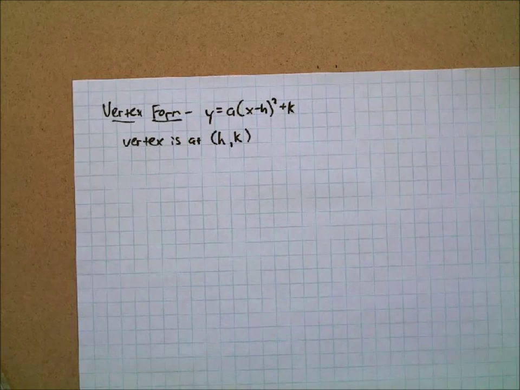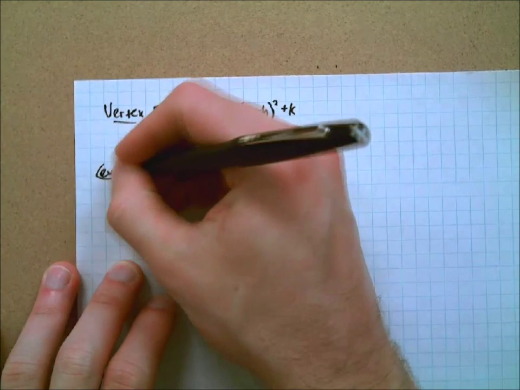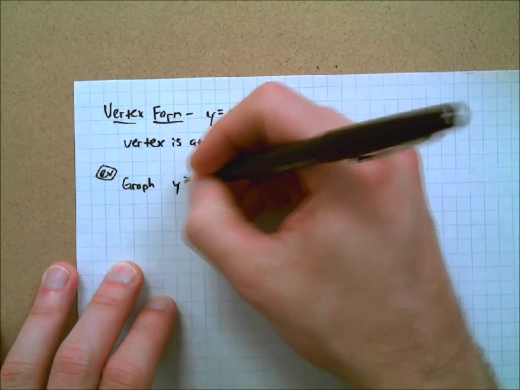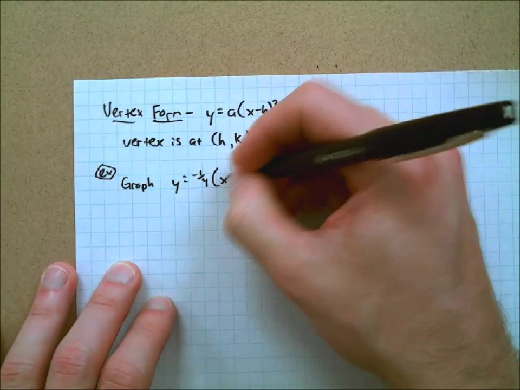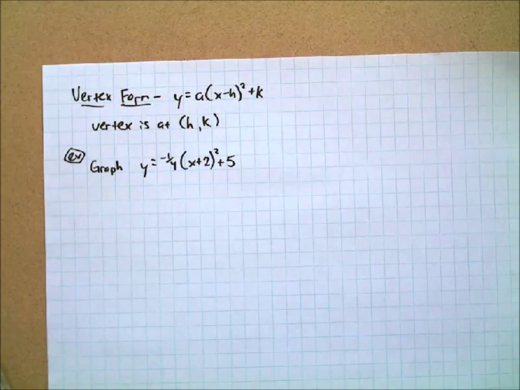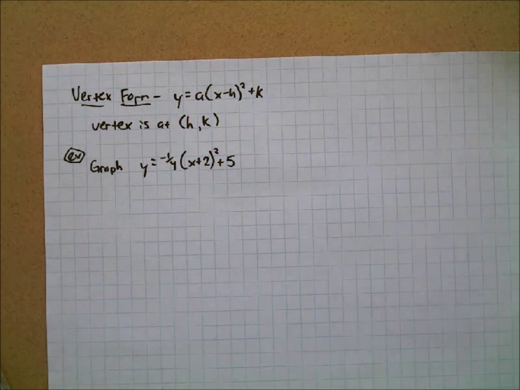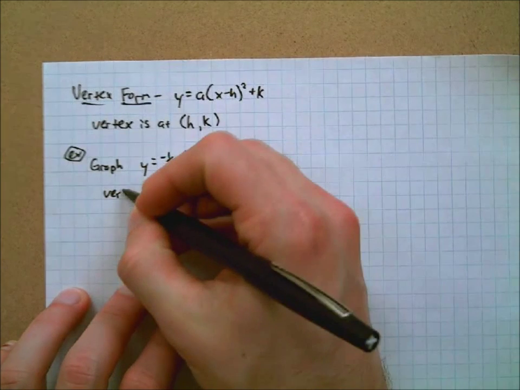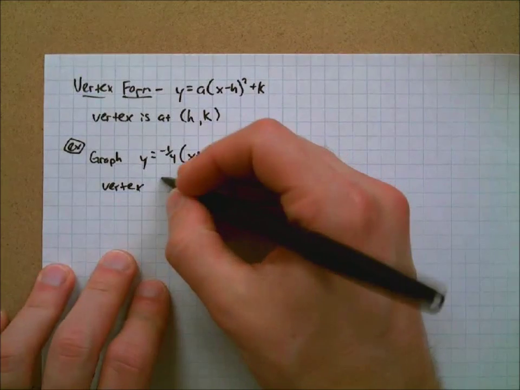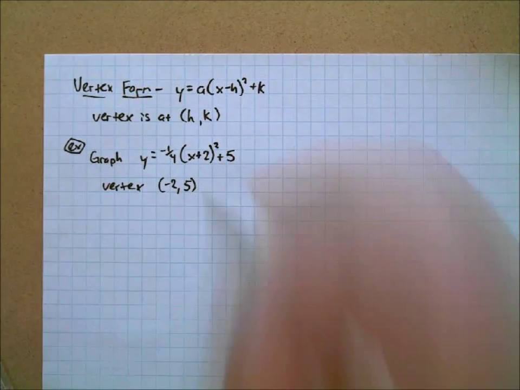So let's graph y equals negative 1/4 (x plus 2) squared plus 5. Okay. And so Jenna, where is our vertex going to be? What are the coordinates for our vertex? 2 and 5. Okay. Positive 2 or negative 2? Negative 2. Negative 2, and then positive 5 or negative 5? Positive 5, yes. Very good. Yep. Negative 2, 5 for the vertex there.